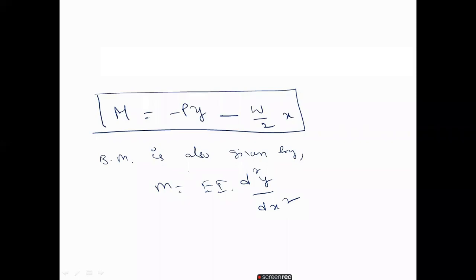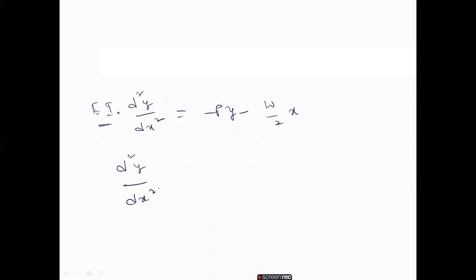So now we have to equate both these equations. EI into d square y by dx square equal to minus Py minus W by 2 into x. Now I will send this EI to the right side. d square y by dx square equal to minus P by EI multiplied by y minus W by 2EI into x. This is the equation we got till now.